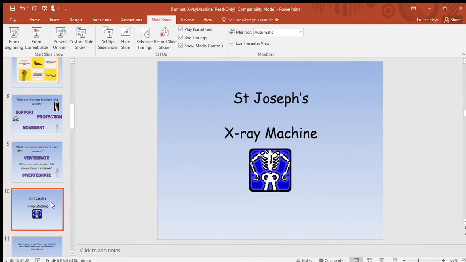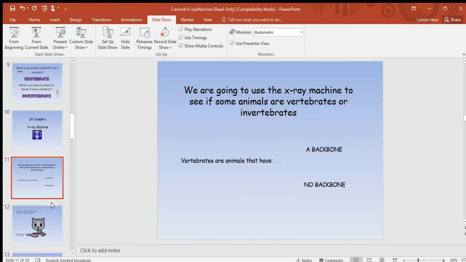So, we're going to have a look at the St. Joseph's X-ray machine now. Now, in this game, you've got to look at the animals and decide if they are a vertebrate. So if they have a backbone, have a look at the animal and then decide if you think it's a vertebrate. And then I will show you the answer. We'll have a look at an X-ray of them to see if we can see a backbone or not.